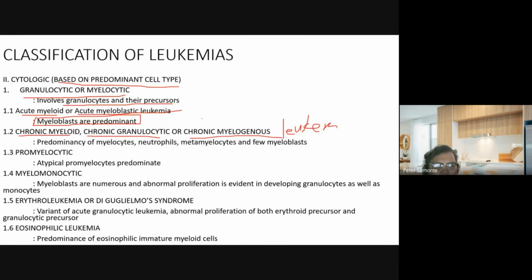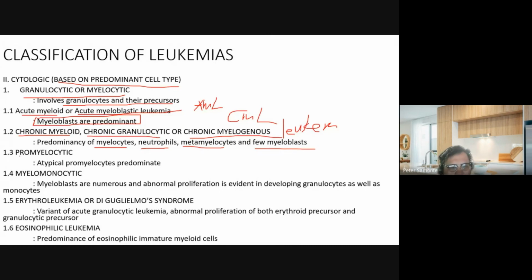In this type class, itong CML nyo. This is your AML. And then this is your CML. Sa CML class, predominant ang myelocytes, neutrophils, metamyelocytes, and a few myeloblasts. Again, in your AML or acute myeloid leukemia, myeloblasts ang madami. In your CML, myelocytes, metamyelocytes, and neutrophils are predominant, but there are few myeloblasts.